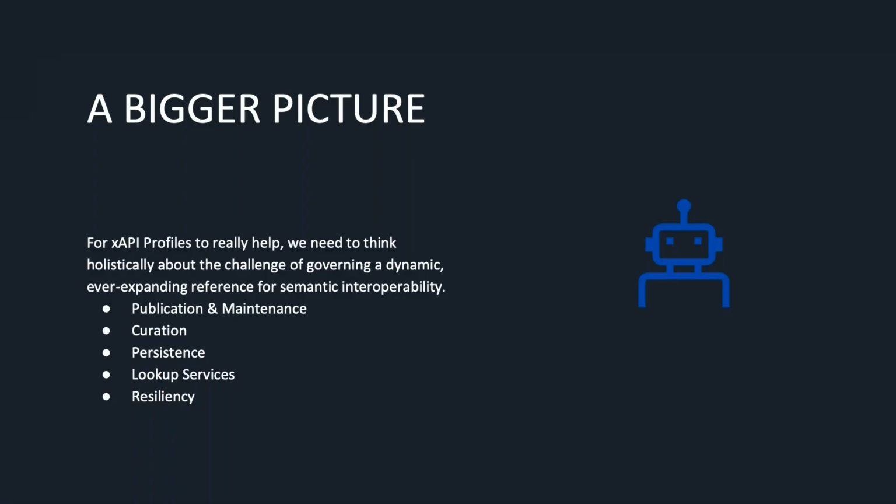So we need to take a look at this from a bigger picture, a little bit wider stance. For xAPI profiles to really help us scale xAPI capability, we need to think holistically about the challenge of governing what will be a dynamic and ever-expanding reference for semantic interoperability. We need to be able to govern this information centrally to help us with publication and maintenance. We needed to be able to help with curation, persistence, lookup services, and resiliency.